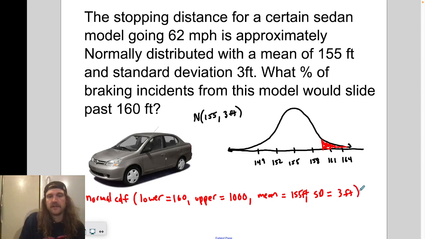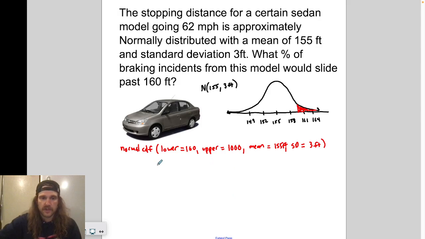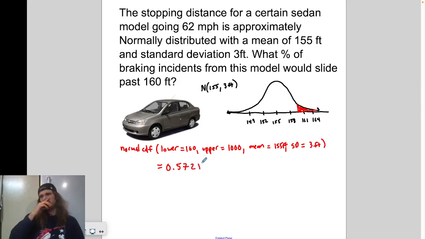Lower 160, that's the 160 right here. Upper bound is this high value. And when you do this, you should get the answer when you're done, 0.57208 or something like that, 21 roughly rounded.